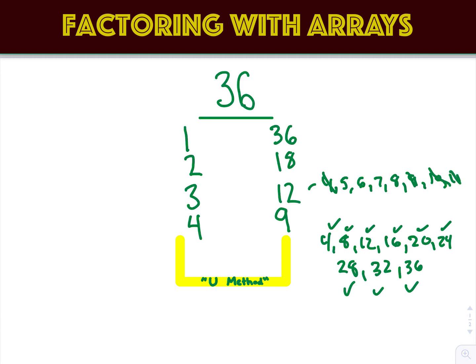This also means that 10 and 11 could not be factors of 36. I'm going to quickly check 5, but I know that 36 doesn't end in a 5 or 0, so it is not a factor of 36.